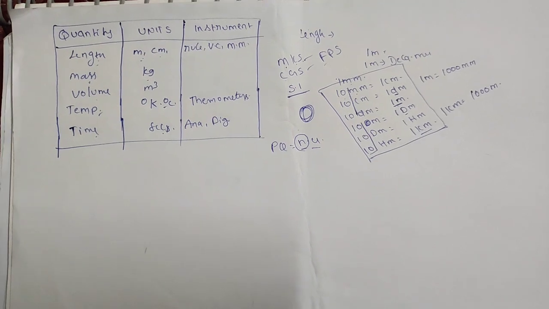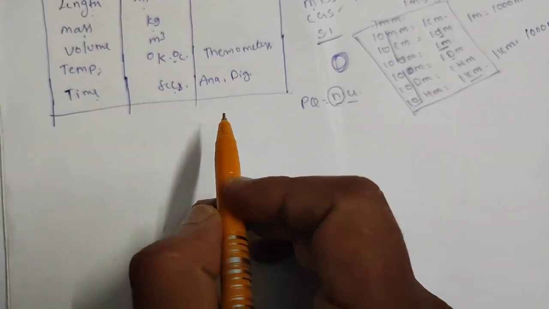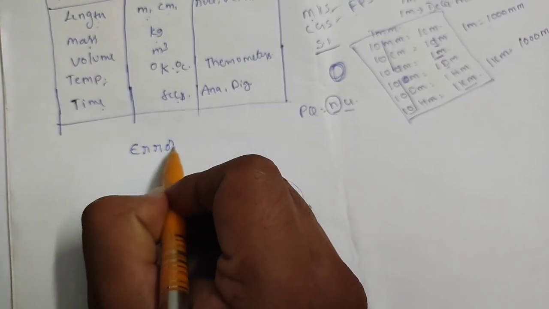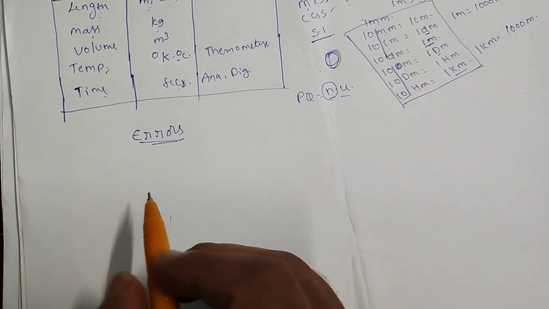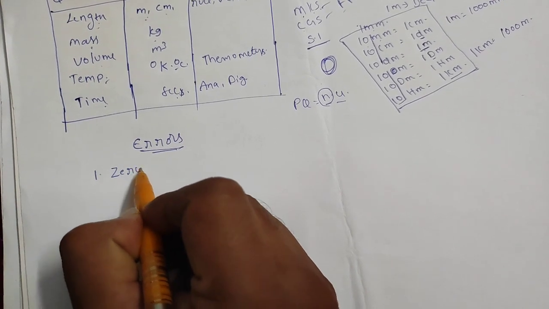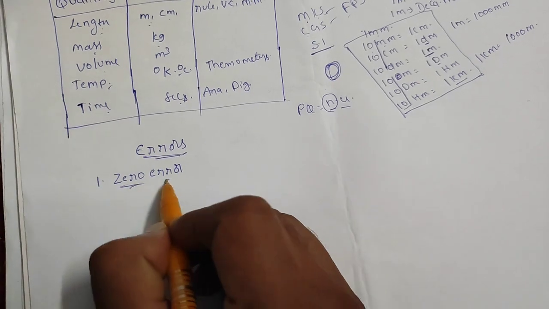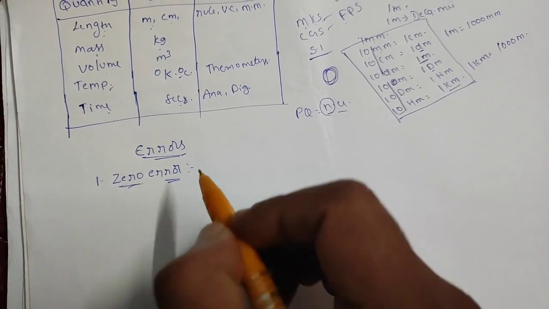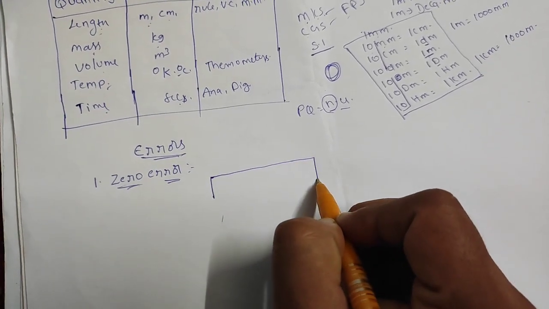And apart from instruments, there is another very important thing: errors. Errors are usually of three types. The first one is zero error. That means with the instrument, we are not able to measure from zero. Let's say, for example, a steel rule is there.